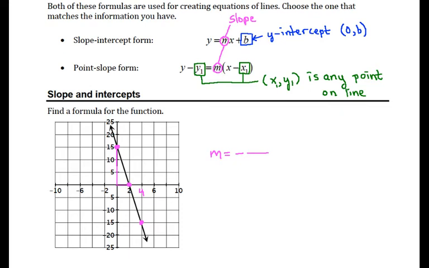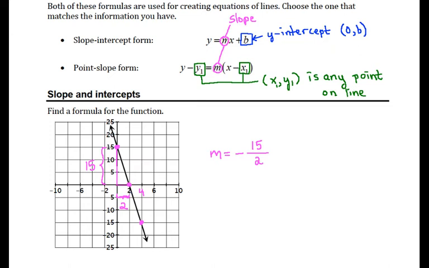For the rise, I don't just count that it's 3 squares. I also have to look at the scale on the y-axis. Each square is worth 5 units, so that total rise is equal to 15. Same thing going on with my run. It's only 1 square, but each square is worth 2 units, so my run is a total of 2. And that gives me a slope of negative rise over run, 15/2.